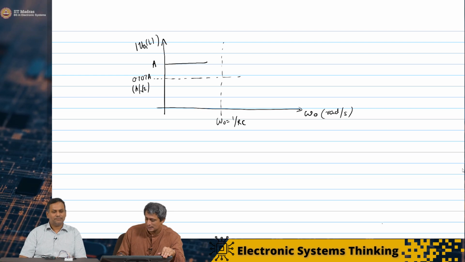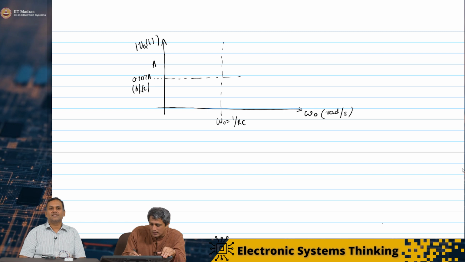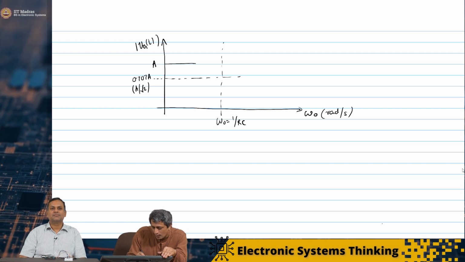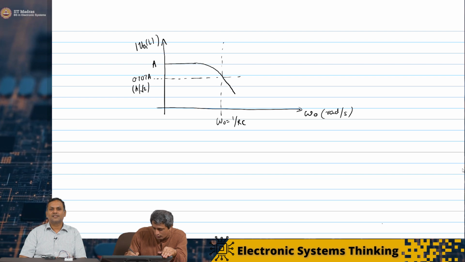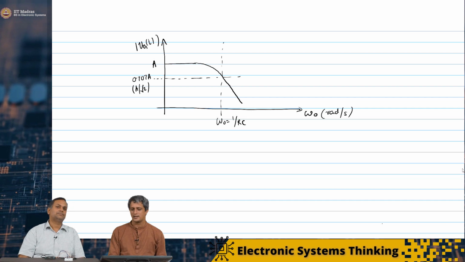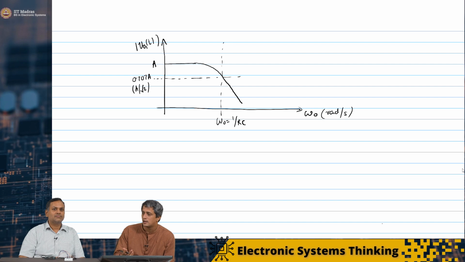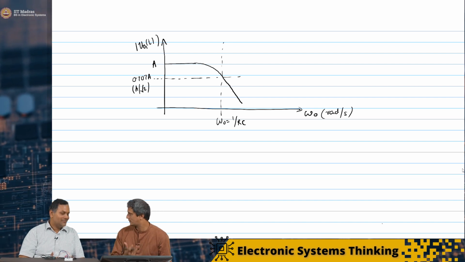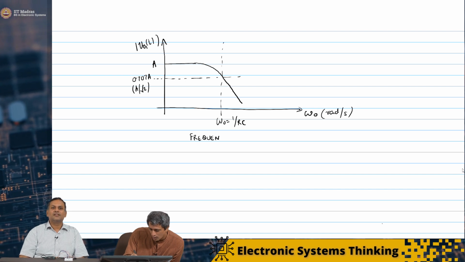At that point, the amplitude has to fall to 1 over root 2. All these are nice continuous functions, so they'll gradually fall off like this. This is effectively what a low pass filter's frequency response looks like. That's the term we use in electrical engineering. It's called frequency response.